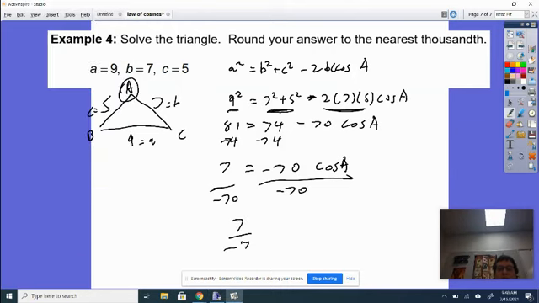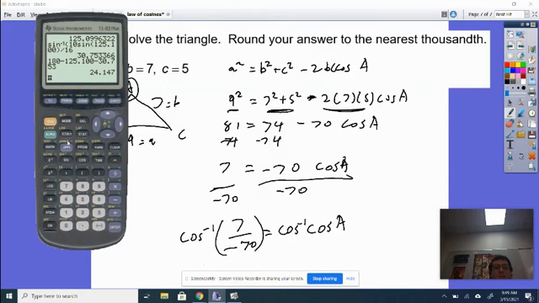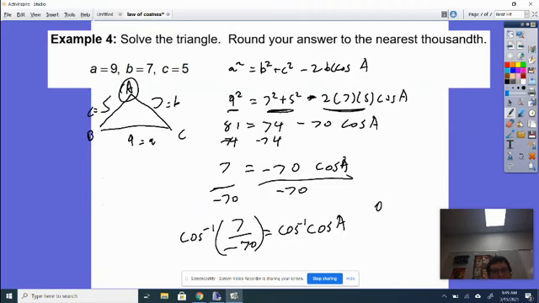Seven over negative 70, sorry, wasn't quite ready for calculator yet. And then inverse cosine both sides. Again, please don't divide this, even though this one divides nicely. Please don't divide this, don't get in that habit. So we're going to do inverse cosine of 7 divided by negative 70. And I get 95.739 degrees, okay?